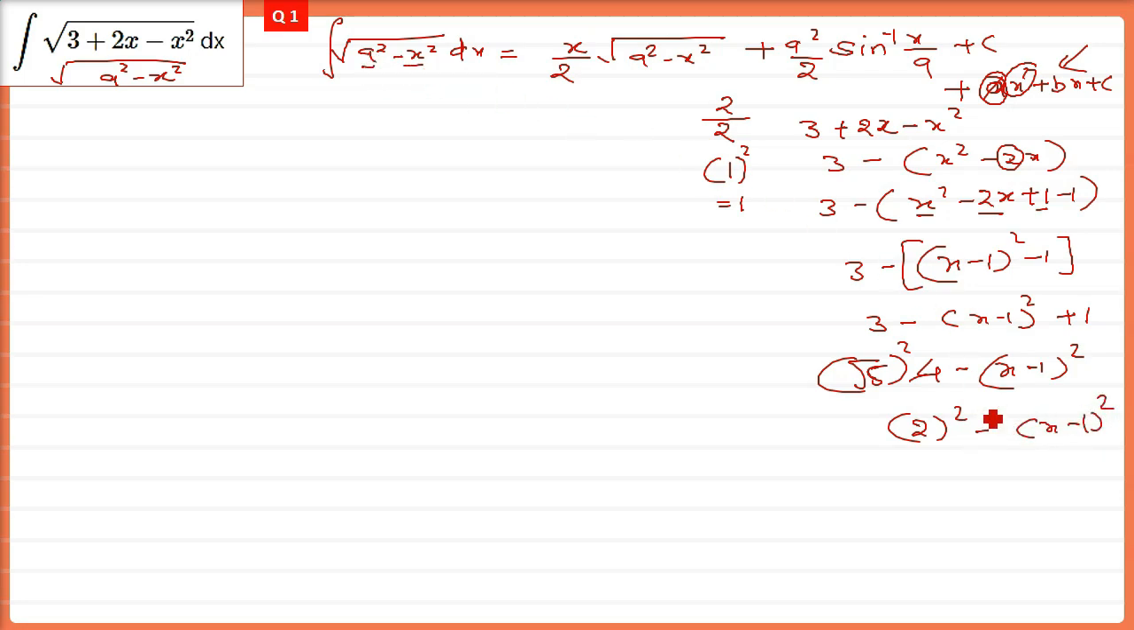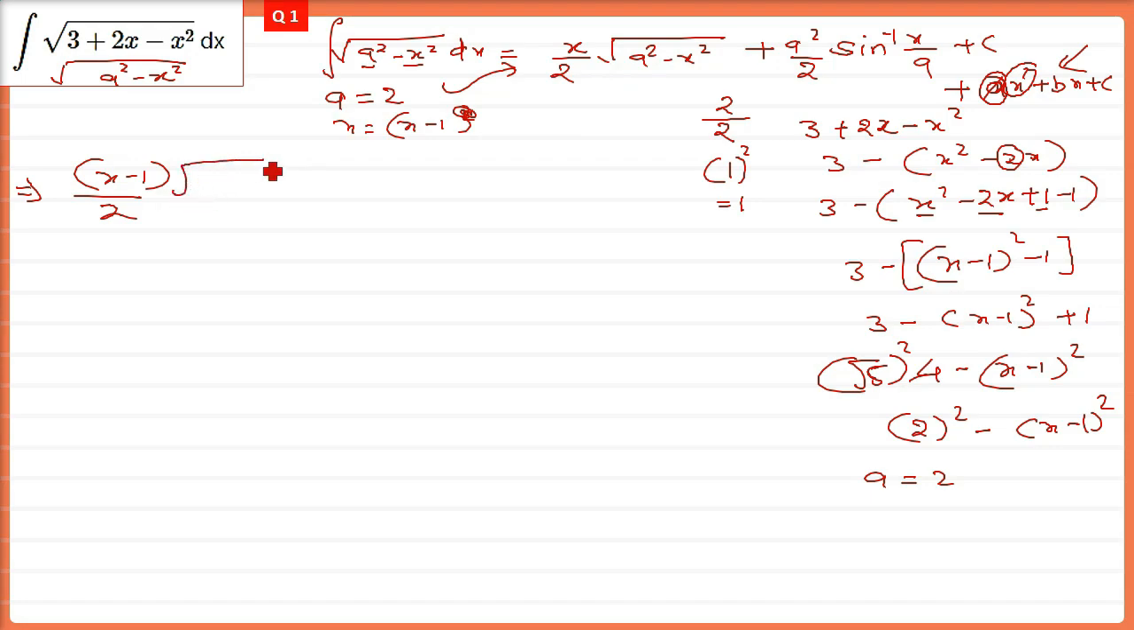So a square minus x square under root. We will take a as 2 in this case and x as x minus 1, and just use the formula which I intimated to you earlier. What is x here? It's x minus 1. In place of x, put x minus 1. So it will be x minus 1 divided by 2 under root. Now this a square minus x square is actually 3 plus 2x minus x square. We started with this quadratic and then made it a perfect square, so you can just write a square minus x square as 3 plus 2x minus x square.